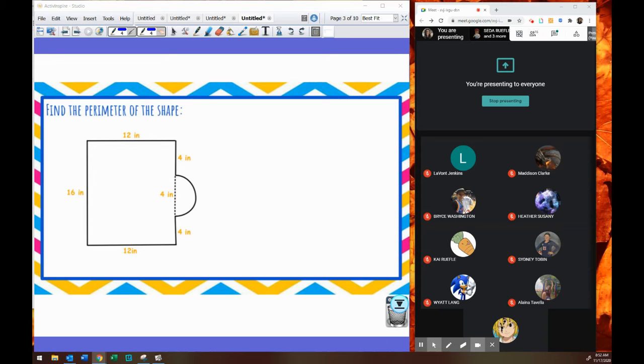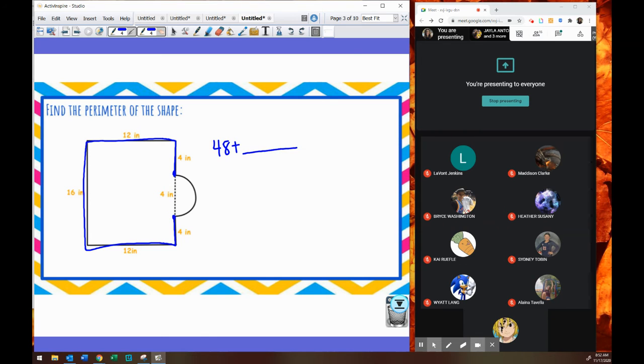See, this is all the work I need. So majority of us are getting this far. Listen, perimeter, majority of us know we have to add up all of those pieces. So when you add up all of those straight pieces, what are you getting? 4 plus 12 plus 16 plus 12 plus 4, what'd you get? 48. Add all of the straight edge pieces up and you get 48.